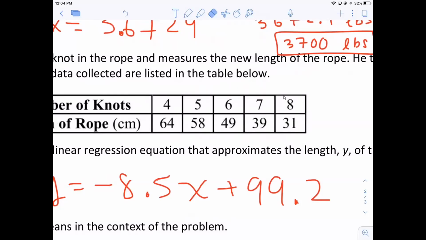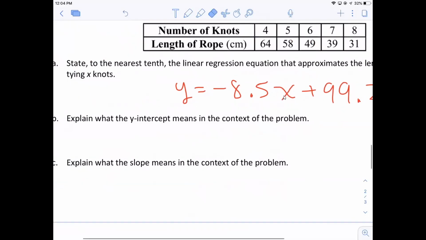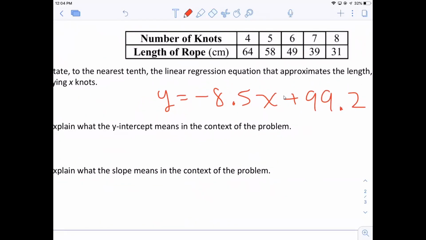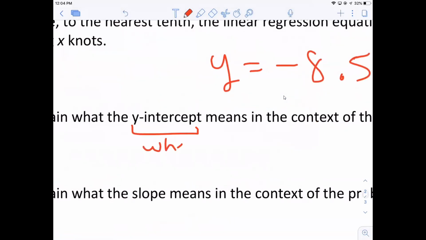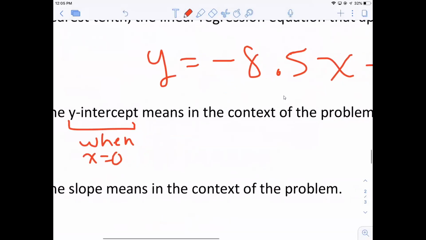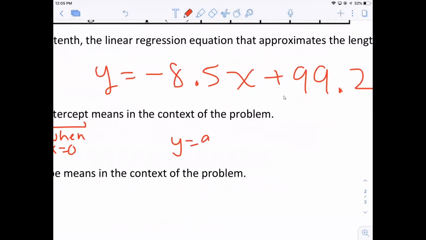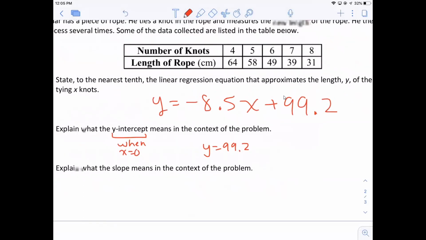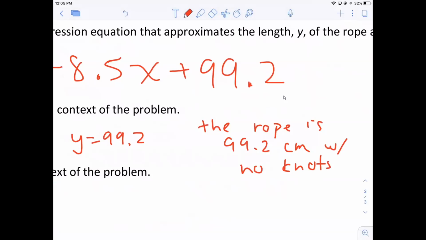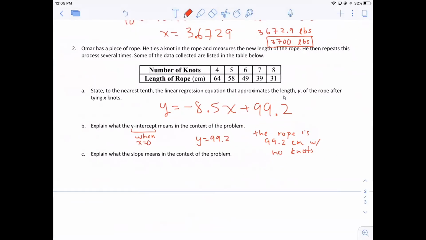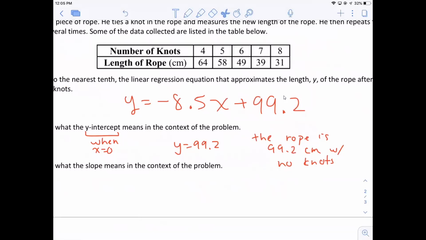That's going down. So explain what the y-intercept means in the context of this problem. So the y-intercept, we know that is when x is 0. So when x is 0, we get y equals 99.2. So that's the length of the rope when there are no knots. The rope is 99.2 cm with no knots. Explain what the slope means in the context of this problem. What does that slope mean?